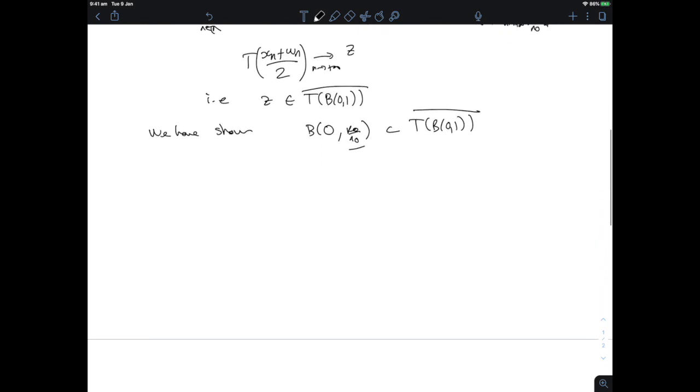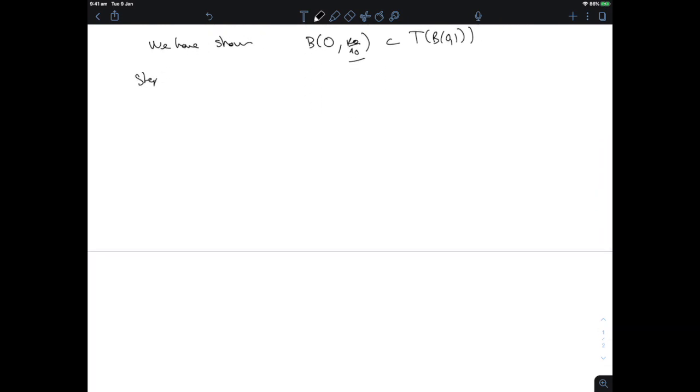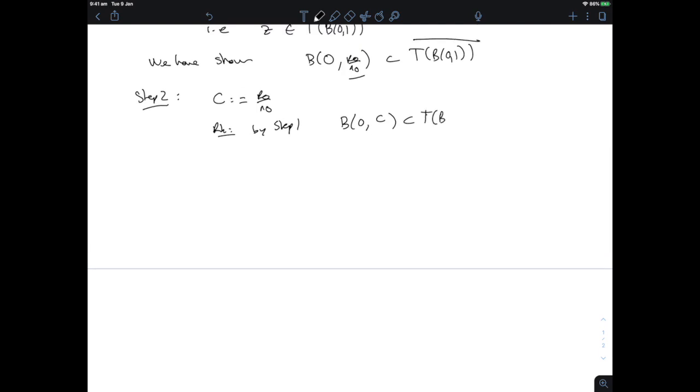So step 2. For step 2, I'm going to give a name to r_0 over n_0. Let's call that c. That's going to be my constant. And remark that by step 1, we have that B(0,c) is included in the closure of T(B(0,1)), but you could scale that and get that the ball centered at 0 with radius c divided by 2 to the j is going to be in the closure of the image of the ball of radius 2 to the minus j, right?